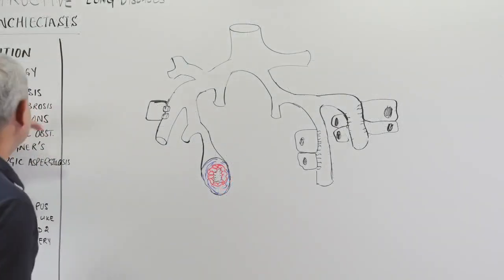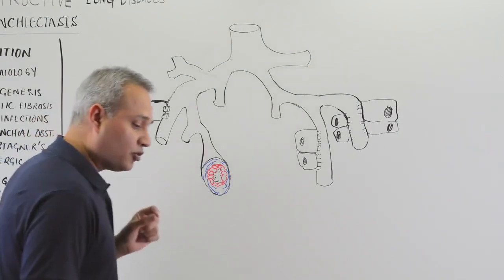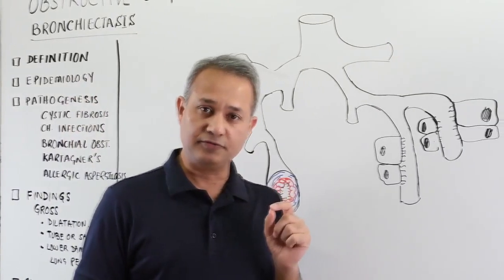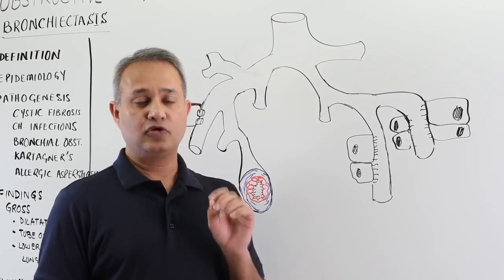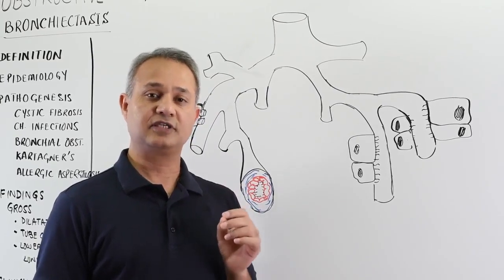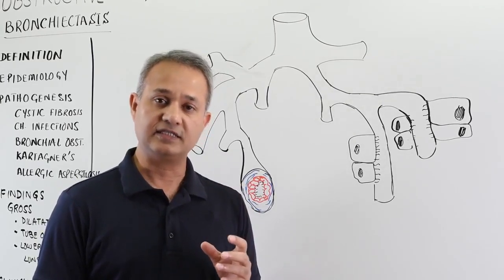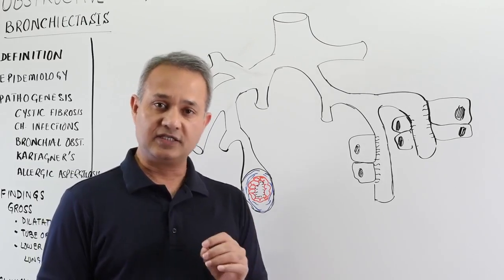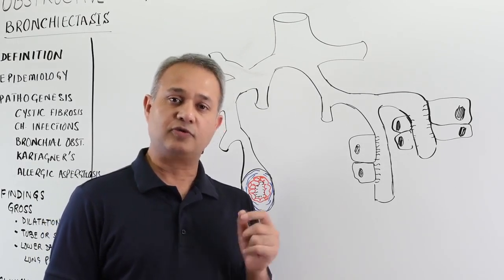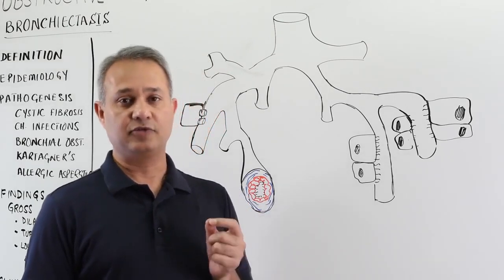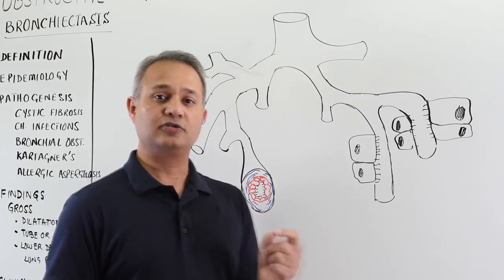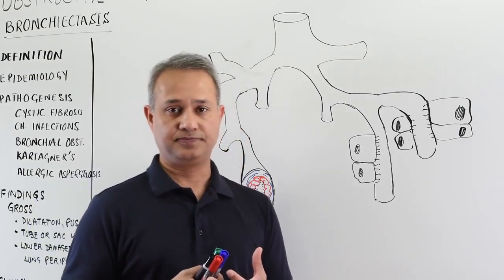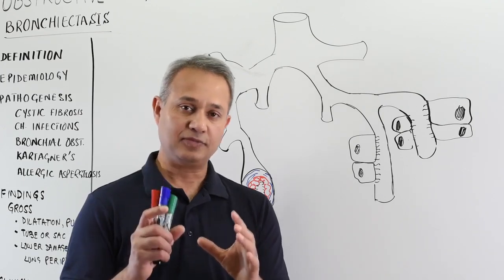So now, after the definition, let's see the epidemiology, important from STEP's point of view. In the United States, the most common cause of bronchiectasis is cystic fibrosis. Worldwide, the most common cause of bronchiectasis is tuberculosis. So keep that in mind.